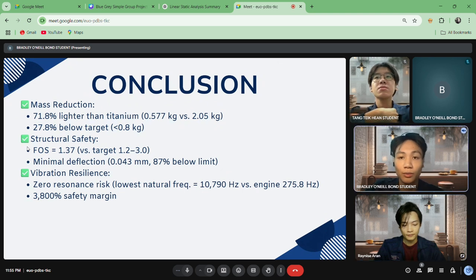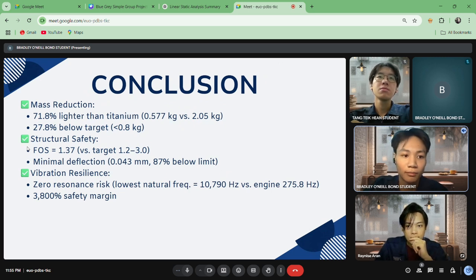As the conclusion, we achieve mass reduction, structural safety, and vibration resilience. For mass reduction, our beryllium bracket is 71.8% lighter than titanium, at 0.577 kilogram compared to the titanium at 2.05 kilogram. It was 27.8% below the target, whereas the target must be below 0.8 kilogram.